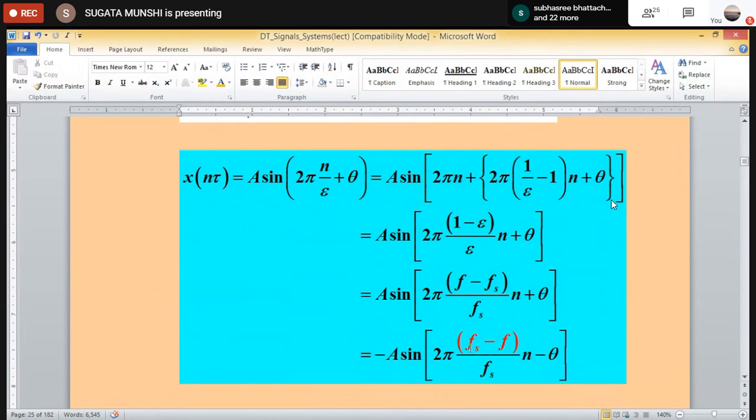That will be the alias of f. You cannot come across frequencies that are less than Fs minus f. So here Fs minus f is the alias of the original frequency small f. So here also we still have undersampling, and aliasing is there.